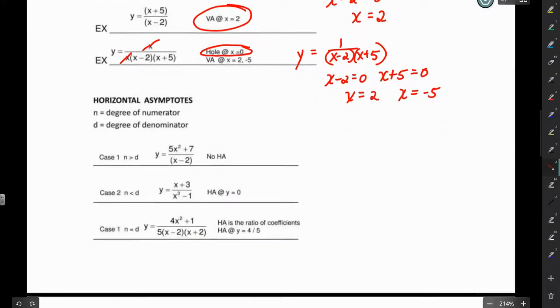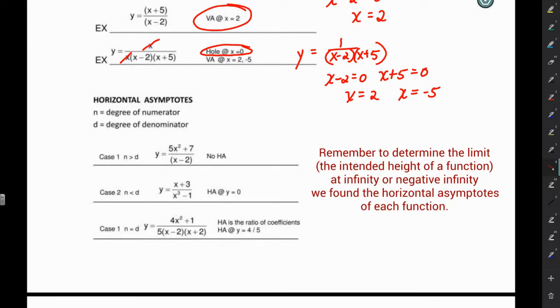And the last one is just a reminder of horizontal asymptotes. We're going to be comparing the degree of the numerator to the degree of the denominator. If the degree of the numerator is greater than the degree of the denominator, here we have x to the second and x to the first, there's no horizontal asymptote. If the degree of the numerator is less than the degree of the denominator, so we have a 1 and we have a 3, 1 is less than 3, we have a horizontal asymptote at y equals 0.